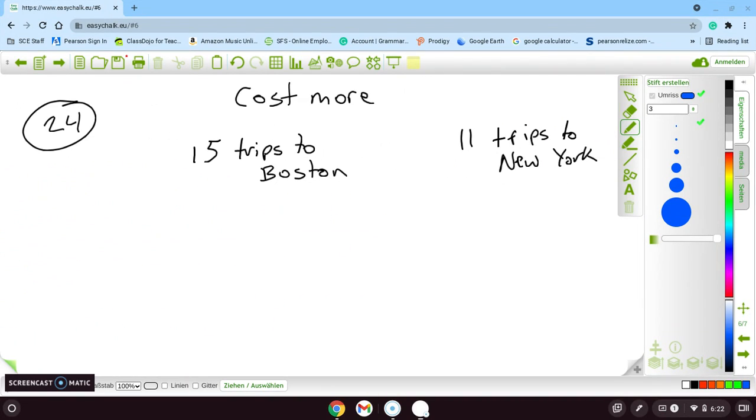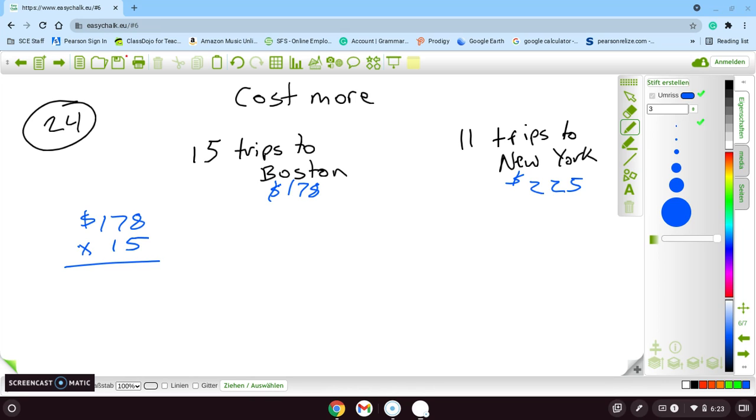Number 24, which costs more, 15 trips to Boston or 11 trips to New York? All right, well, we have to solve it. One trip to Boston is $178. One trip to New York is $225. So we have to multiply 178 times 15 to see how much it costs to go to Boston 15 times.